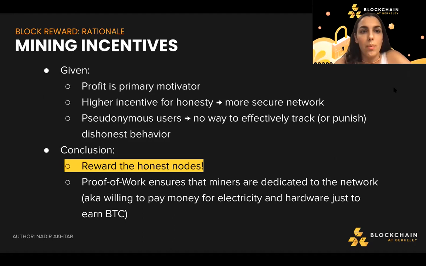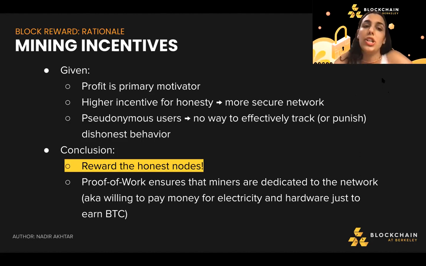Given what we've gone over so far, profit is a primary motivator behind mining. There's a higher incentive to be honest than to be dishonest, which creates a more secure network. Since the network is pseudonymous, there's no way to effectively punish dishonest behavior. So it's super important that these incentives are built into the network in this kind of game theory way. We have a whole lecture on that coming up soon.